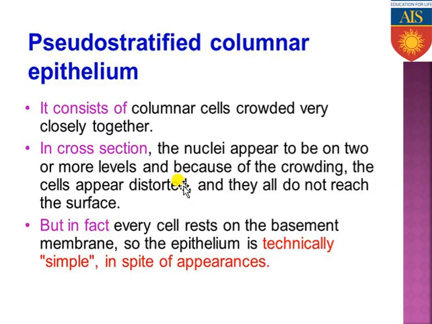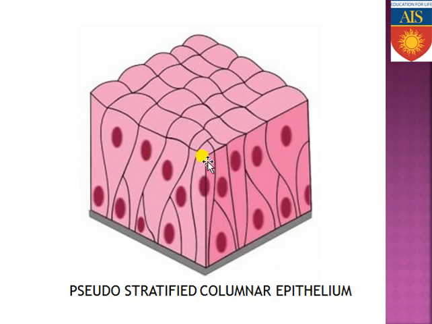It consists of columnar shaped cells which are crowded very closely, they are present together. So for that reason sometimes their shape is distorted due to the huge tight attachment between the cells. In cross sections, if you see the nuclei, they appear to be on two or more levels, and because of the crowding the cells appear distorted and they do not all reach the surface. So obviously in this structure, if you look very carefully, you can see some of the cells have gone up to the surface, some of the cells haven't.